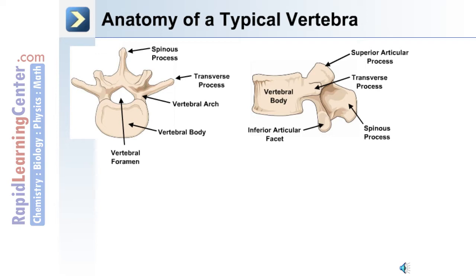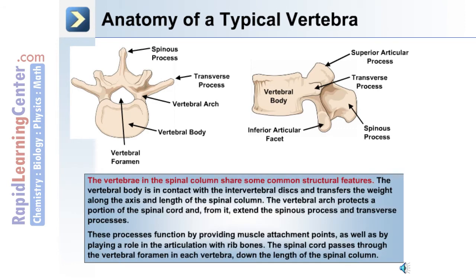Vertebrae also have articular facets which articulate with the vertebra above and below. The vertebral body is in contact with the intervertebral discs, and this transfers the weight along the axis and length of the spinal column. The vertebral arch protects a portion of the spinal cord, and from it extend the spinous process and the transverse processes.